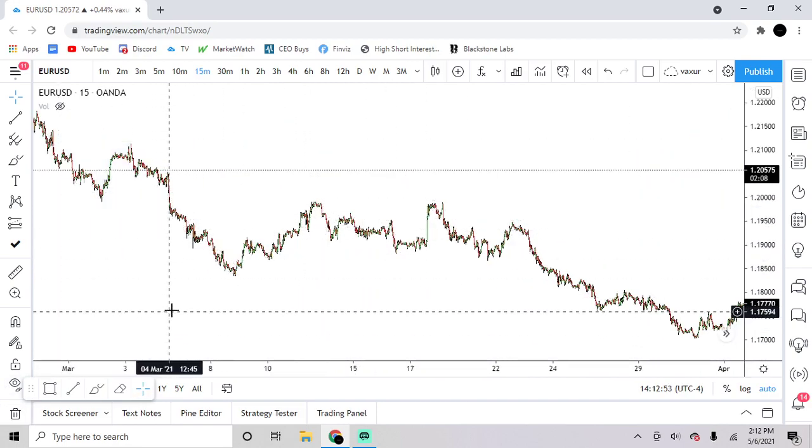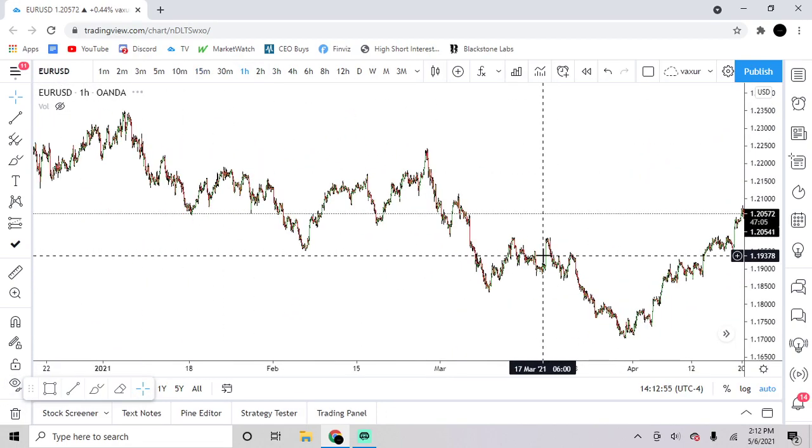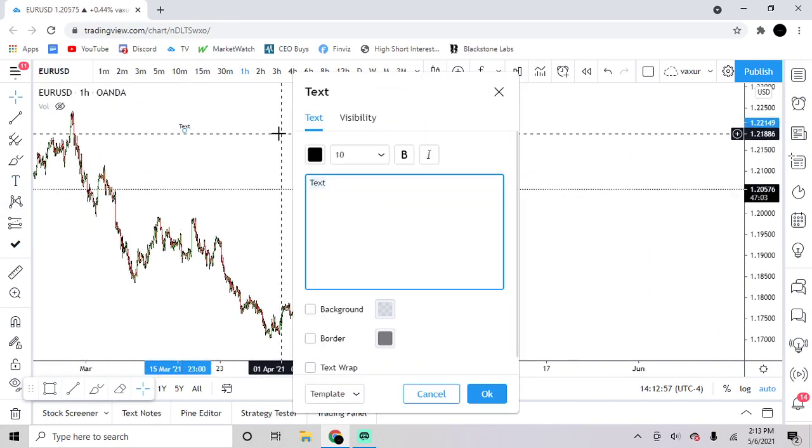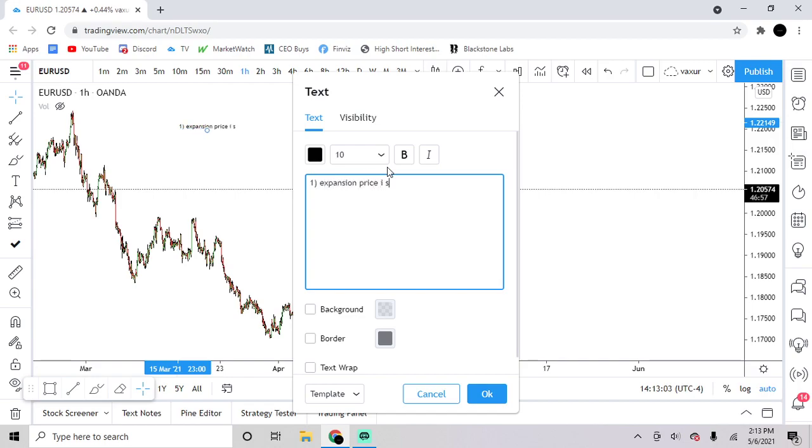So the takeaways from here would be: 1, expansion price is the liquidity, like the liquidity is in the structure pieces, the highs and whatnot. It's liquidity. 2, the retracement price is the structure.